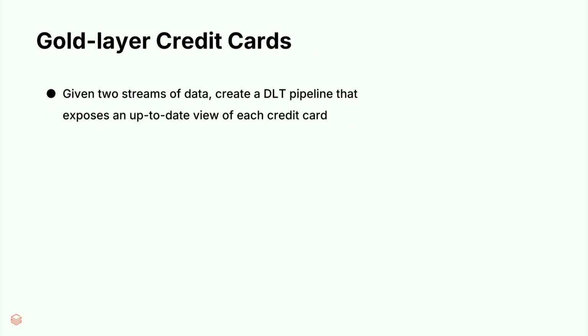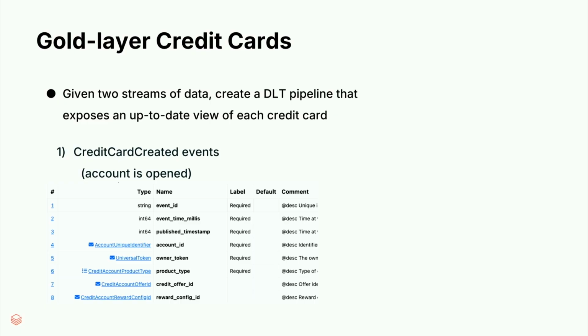So this takes us to our second example, which is gold layer credit cards. And here the problem statement was, given 2 streams of data, we needed to create a DLT pipeline that exposes an up-to-date view of each credit card. And our first stream of data is credit card created events. These are emitted each time a credit card account is opened. They contain a number of identifier fields as well as attributes on the account at the time of opening.